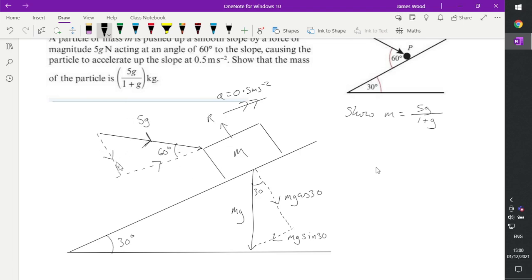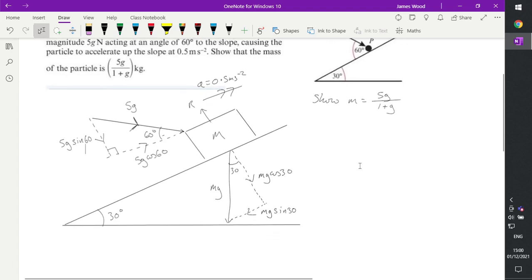Now, this force here, this external force, we can resolve this too. It's coming in at an angle of 60 to the slope. So I can use that to help me draw this right-angled triangle. Again, if it helps when you're drawing this triangle, remember the actual force is going to be the hypotenuse of your triangle. So the 5g is the hypotenuse opposite the right angle. So this force here pushing up the slope is 5g cos 60. And this force pushing into the slope is 5g sine 60. Okay. So we've got all the information on the diagram, and now we can actually go about solving the question.